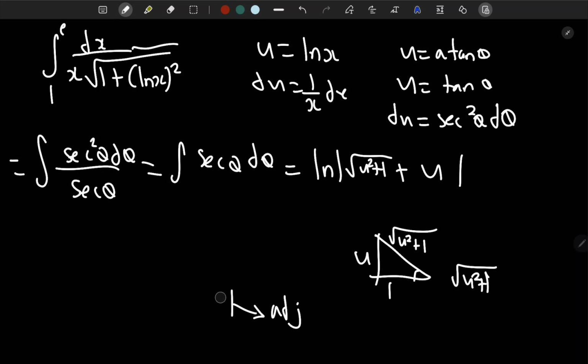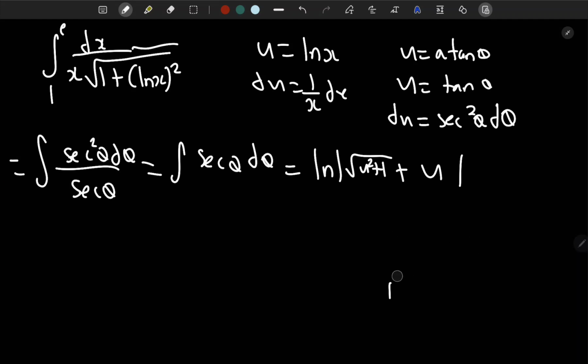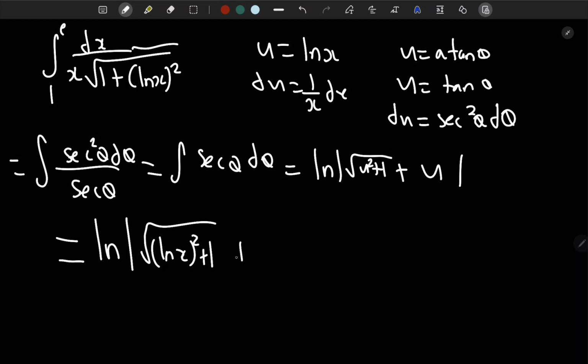So let me just erase all this now, since we're done with this step. So now ln, again ln, so inside the radical is going to be ln x squared plus 1, plus ln x, close the brackets. And now we need to find the limits from 1 to e. The upper limit is e and the lower limit is 1.